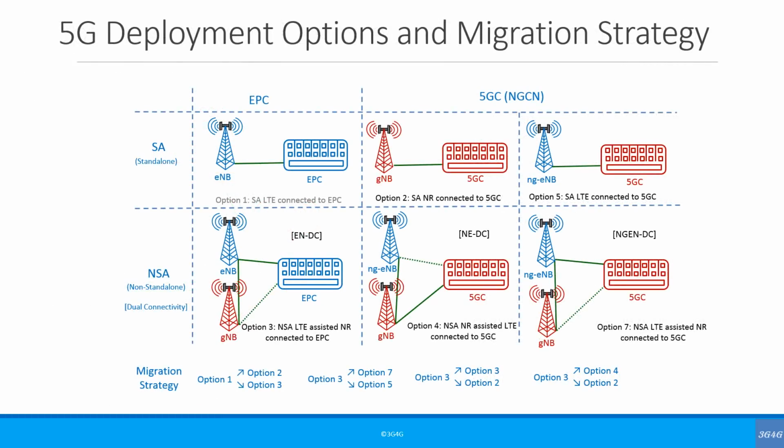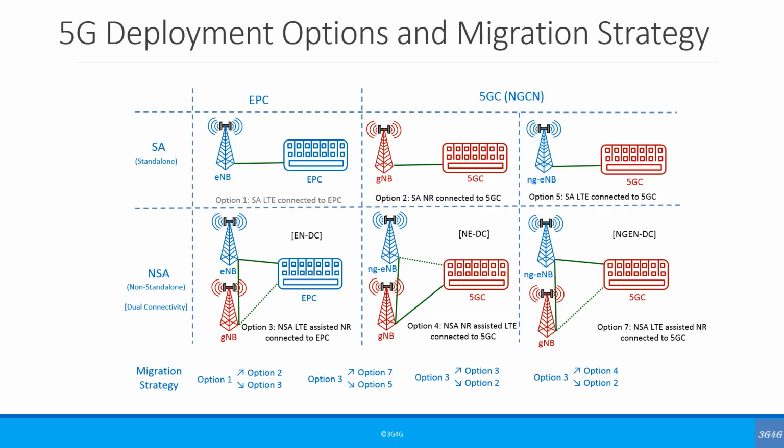So this slide shows a summary of all the different deployment options that are being discussed, because there are actually more options, but they have not been mentioned here. So as you can see at the bottom, there are a few different migration strategies that have been discussed in standards and by vendors and operators. So as mentioned before, the initial deployments will be option 3 and maybe option 2. There is only one major operator talking about option 2, which is China Mobile.